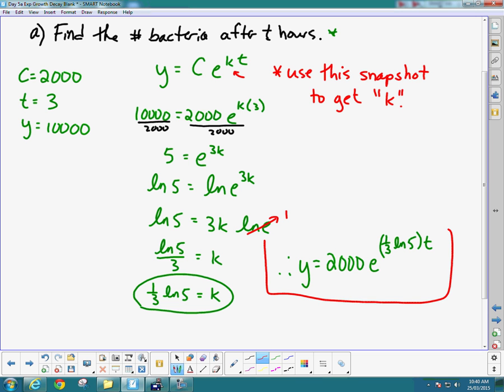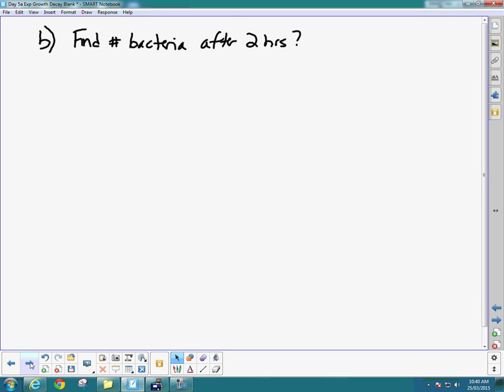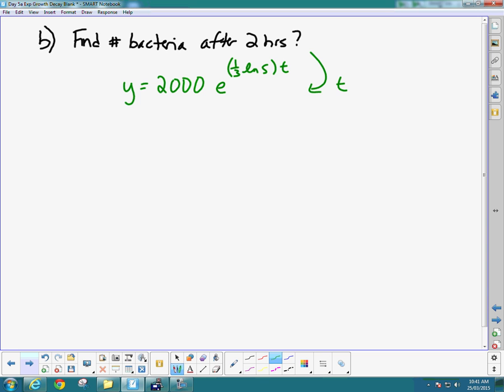So this is a proportional exponential growth specific to this scenario, but now we can answer any question about the growth, including something like this. Okay, so I know the number of bacteria after 3 hours. How many bacteria were there after 2 hours? So we'll use the formula that we just had, y equals 2,000 e to the proportional constant of 1/3 ln 5 t, except we're going to sub in t equals 2.